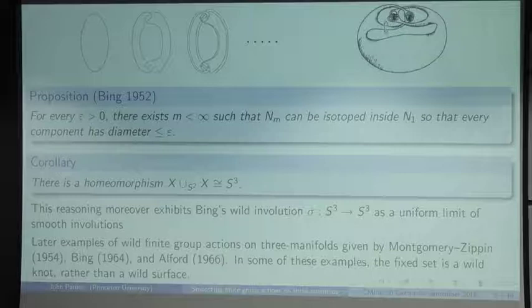Okay, so this is just the first example. There are a number of examples constructed later using similar ideas. And you can get the fixed set to be also a wildly embedded knot, not only a wildly embedded surface.